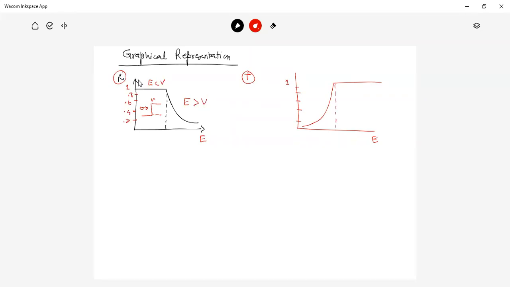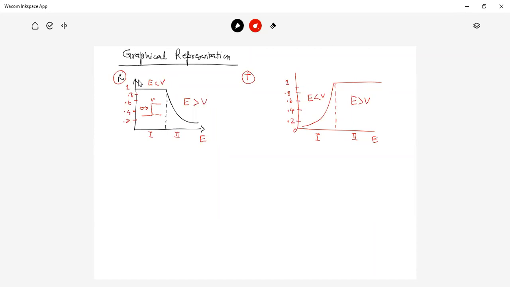So we have this type of curve. Okay, if E is less than V, what will it do? It will reflect, so less transmits. And when E is greater than V, the transmission is 0.8, 0.6, 0.4, and 0.2. This is region 1, and this is region 2.